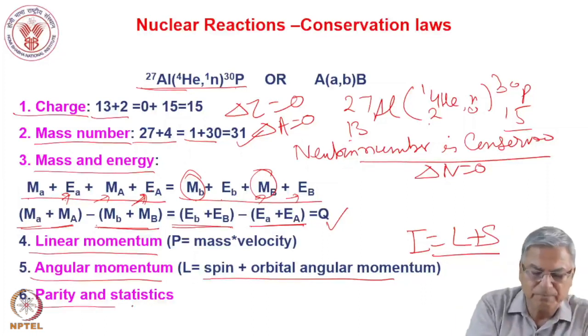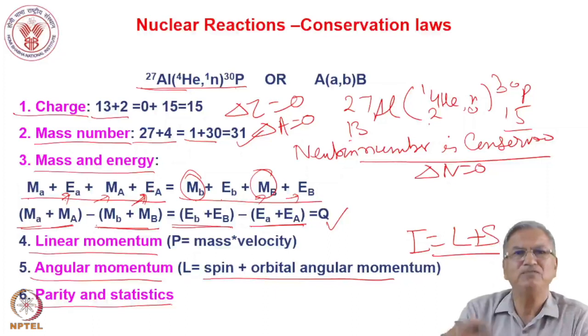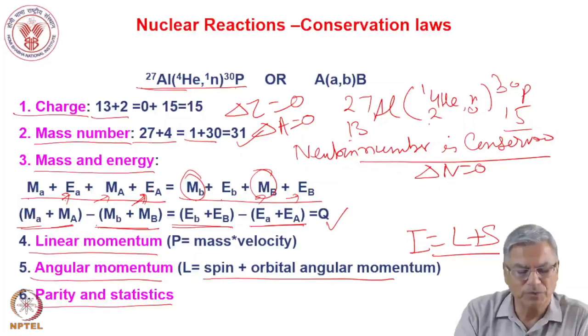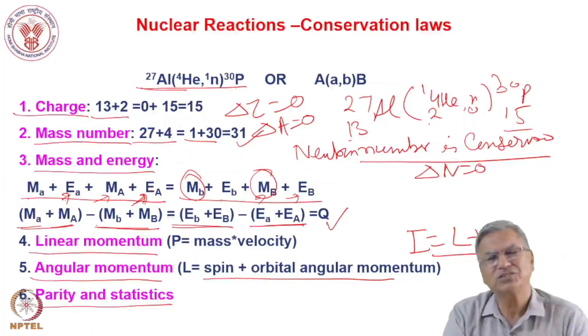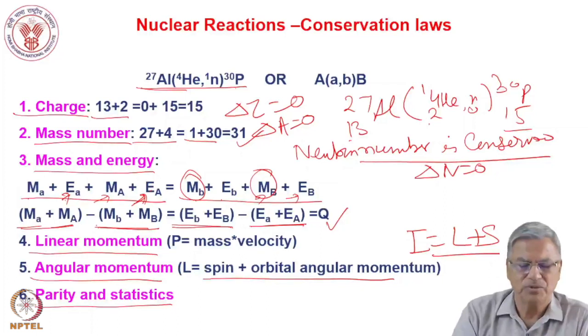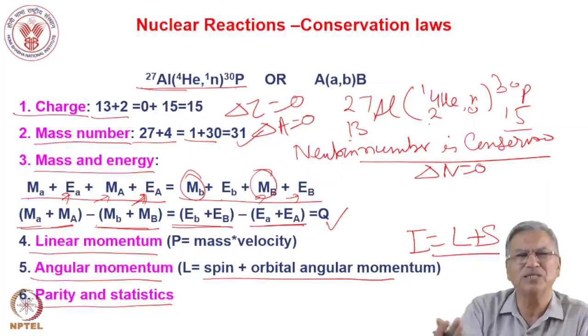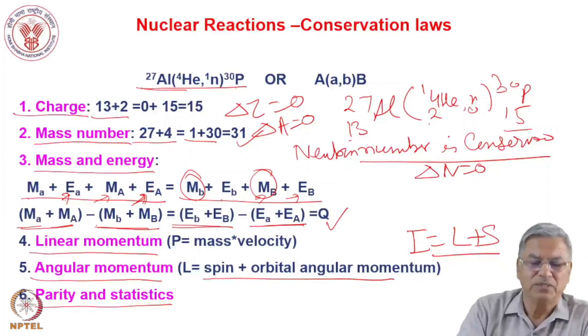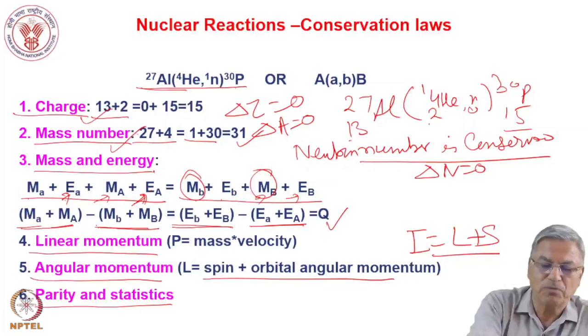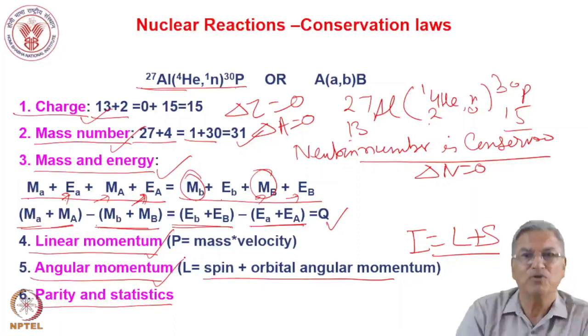In addition to that, the parity and statistics. The parity, if you recall, of a function is like minus 1 to the power L, where L is the orbital angular momentum. Or you can say any function has a parity depending upon whether it changes sign upon change of coordinates or not. For statistics, we have either Fermi-Dirac statistics, called fermions, or bosons. So the statistics also is conserved before and after the reaction. These are more into the details of nuclear reactions. But for the moment, the important quantities that we need to know about conservation are charge, mass number, and hence the neutron number, mass and energy, linear momentum, and angular momentum.